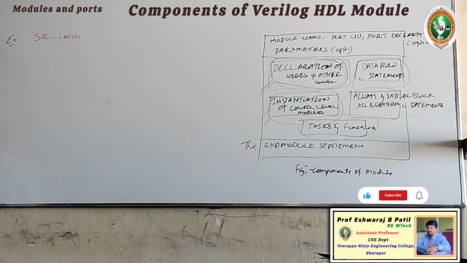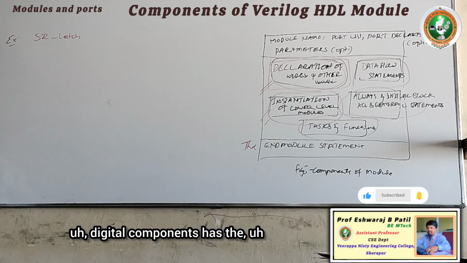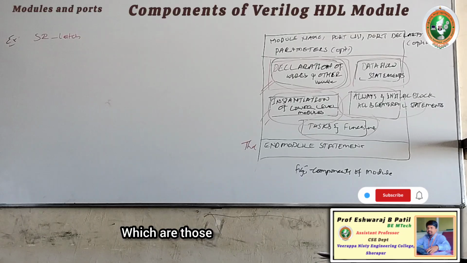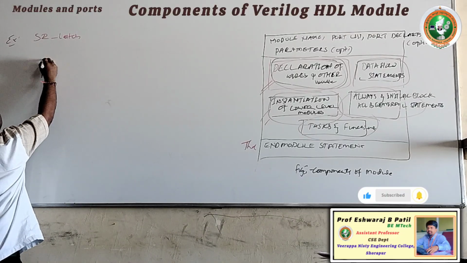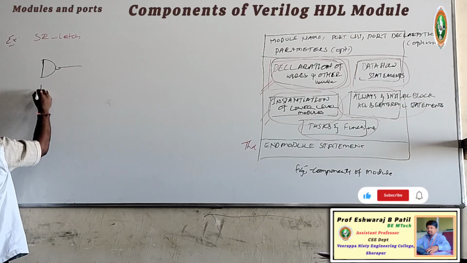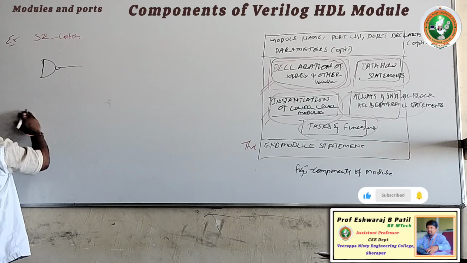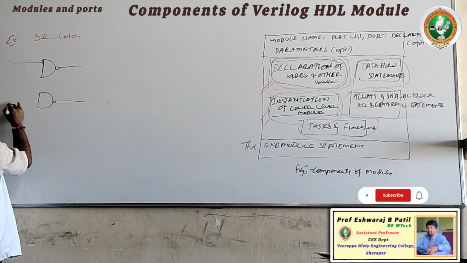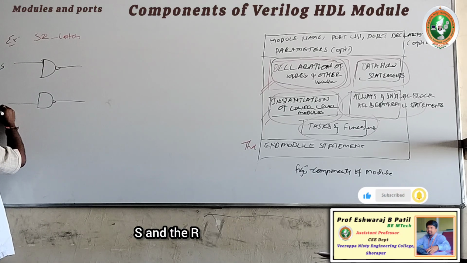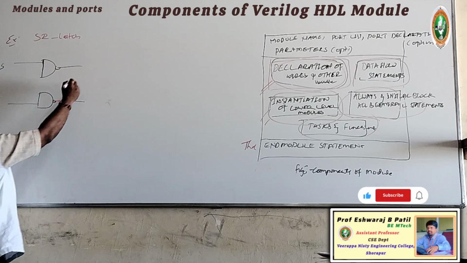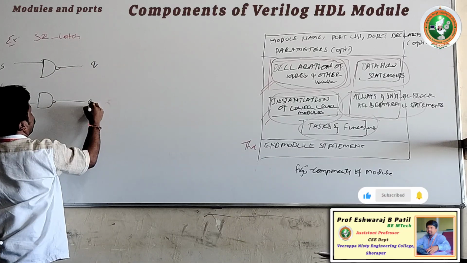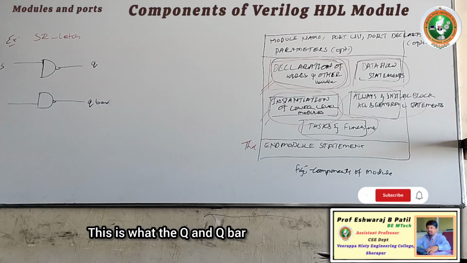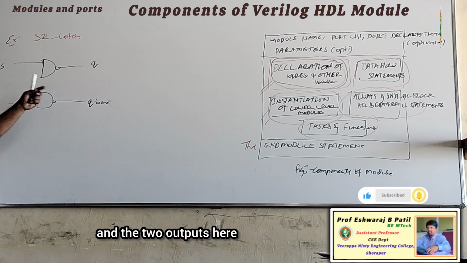The SR latch has digital components: 2 NAND gates, with 2 inputs and 2 outputs. What are those? The inputs are S and R. This is Q, this is Q bar. So I have the 2 inputs and the 2 outputs here.